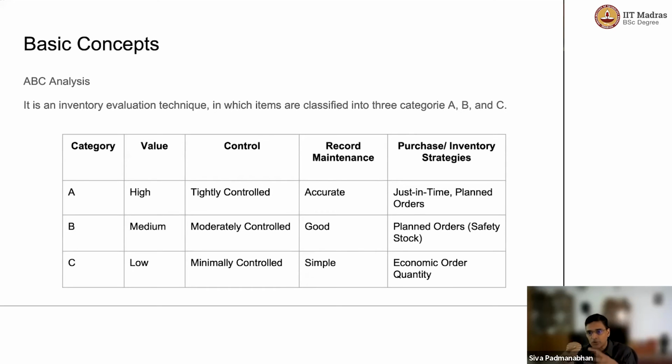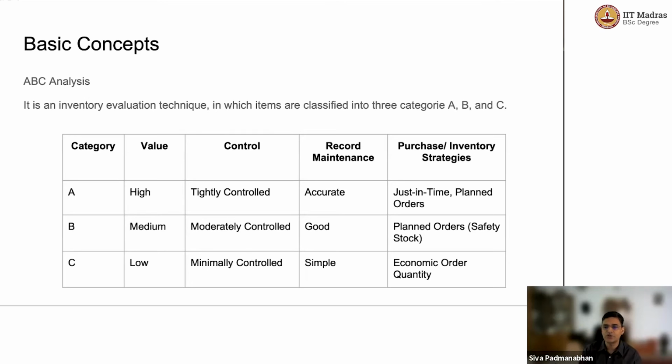We want to tightly control their inventory. We want the maintenance of the records to be very accurate. And usually we use the planned order concept to release orders just in time for those products. Then you have medium, which is category B, and then category C, which is low in value but high in number. There's a lot of little things like nuts and bolts that form category C, where we may not want very tight controls, and we may use methods like economic order quantity.